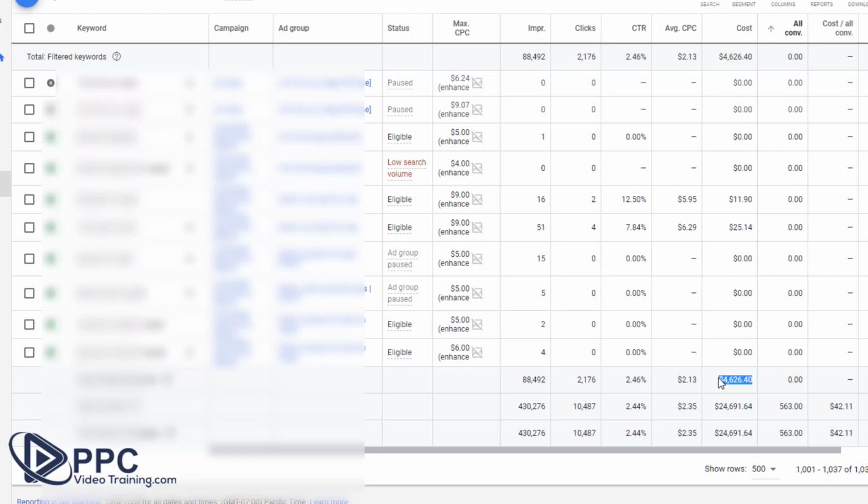Now, in a lot of campaigns I've seen, that's not that bad. I literally will go into campaigns and see that 80-90% of the budget has gone to keywords that don't convert. So, this is something to keep an eye on.